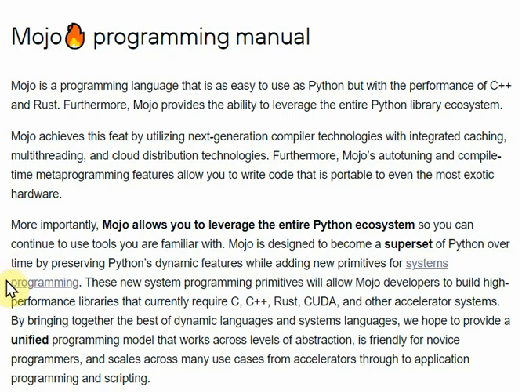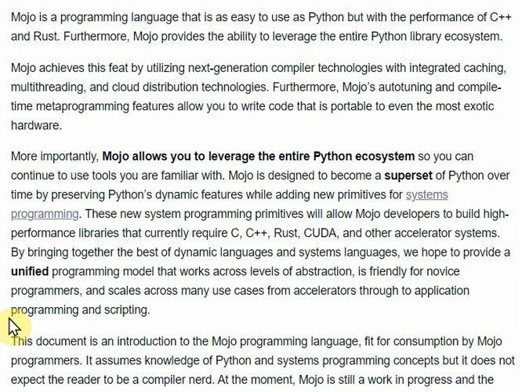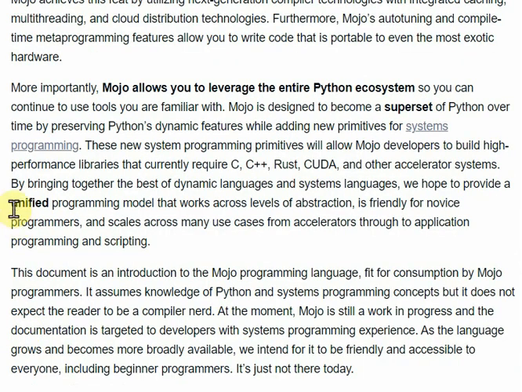These new systems programming primitives will allow Mojo developers to build high-performance libraries that currently require C, C++, Rust, CUDA, and other accelerator systems. By bringing together the best of dynamic languages and systems languages, we hope to provide a unified programming model that works across levels of abstraction, is friendly for novice programmers, and scales across many use cases from accelerators through to application programming and scripting.